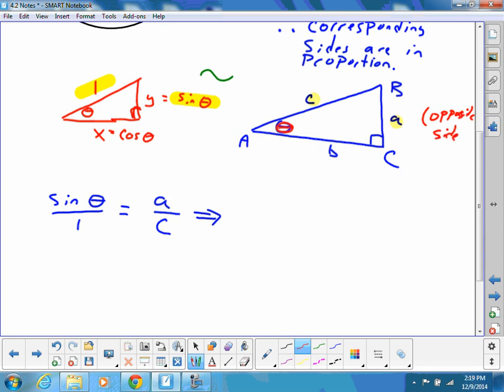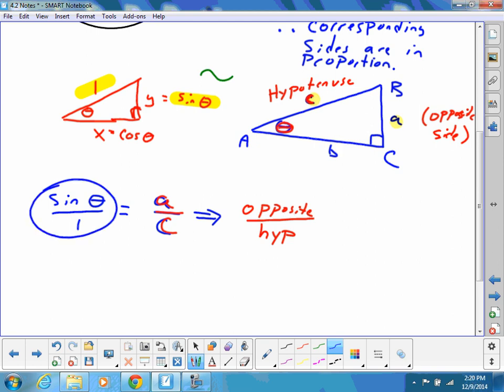And the side C, I'm going to call that the hypotenuse. So when I look at this A over C, that's the opposite side over the hypotenuse. Now if I go back and look at the beginning, the sine of theta over 1 is just the sine of theta. It's equal to the opposite over the hypotenuse.